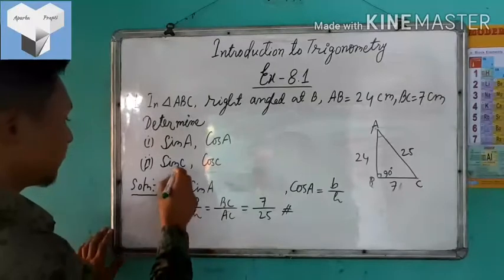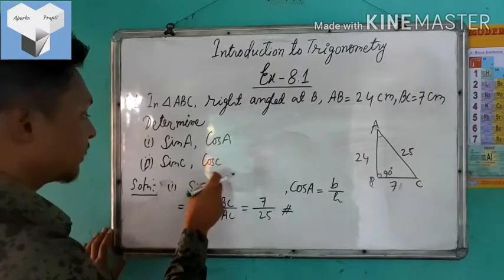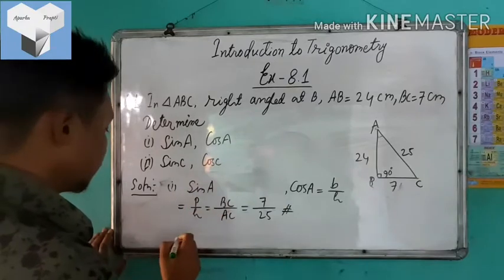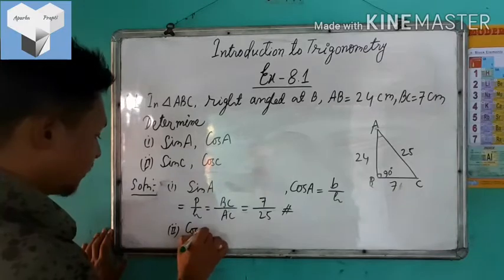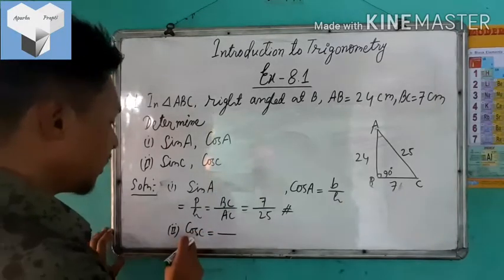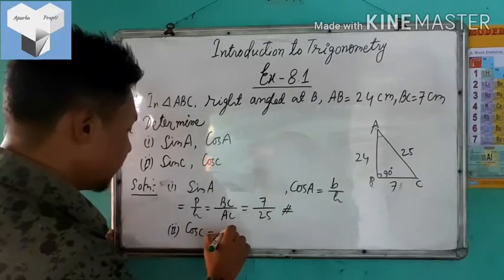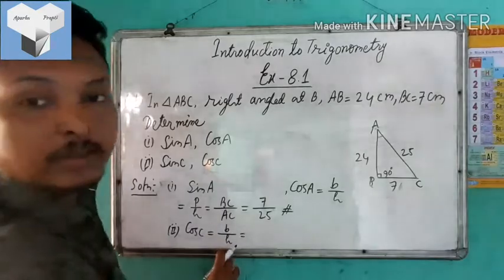Next is, guys, cos A. One is done for sine. I am doing another for cos. So that is from question number 2. Cos C, isn't this? Cos C is equal to, so simple here. Formula for cos is always B by H. B means base, H means hypotenuse.